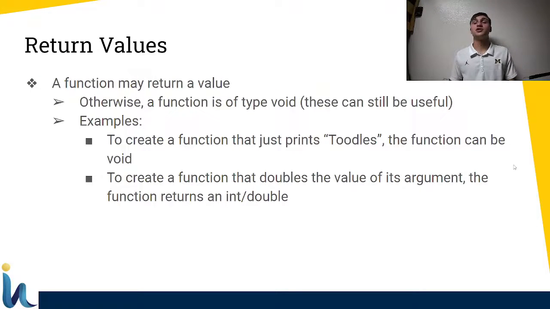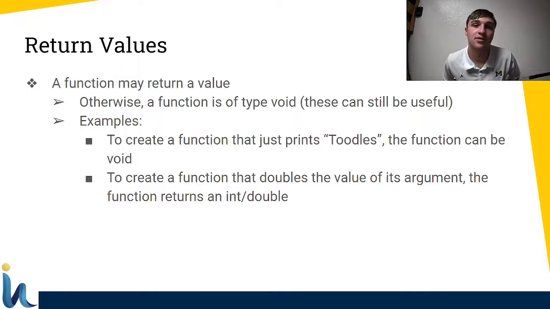Return values are also important parts of functions. A function may return a value, but it might not also. If it doesn't, it's considered to be of type void. And a lot of functions that just use print statements and don't keep track of a final variable are going to be void. In Java, the main method is a void method.